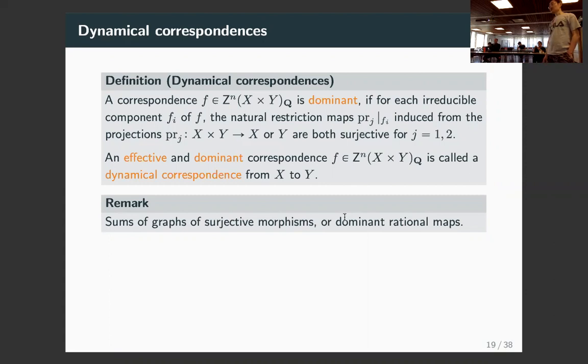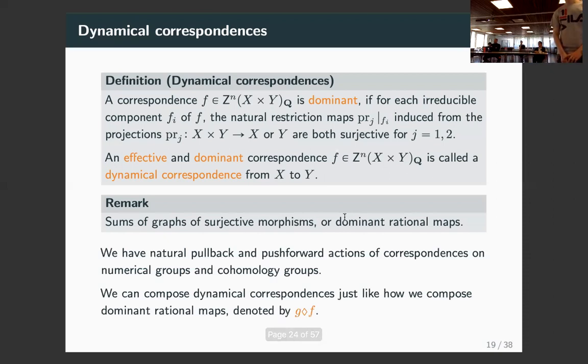So for example, graphs of surjective morphisms from X to Y, or graphs of dominant rational maps from X to Y are examples of dynamical correspondences, and also their sums. Okay, so we always have natural pullback and pushforward actions of correspondences on the numerical group and on the cohomology group. This is quite standard in the second series.